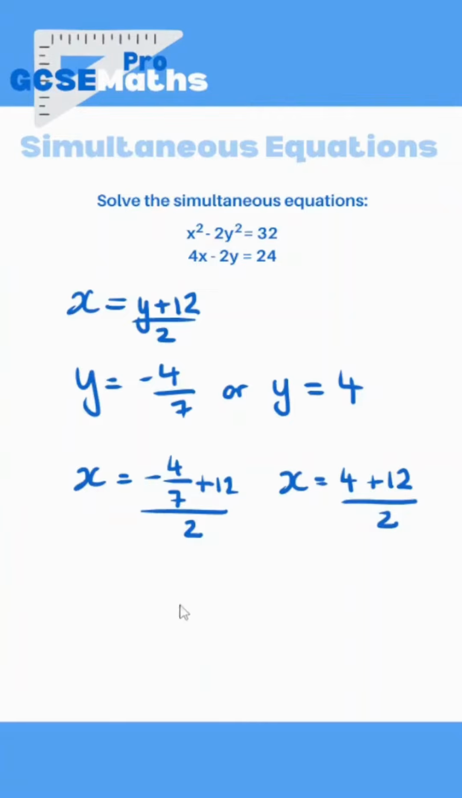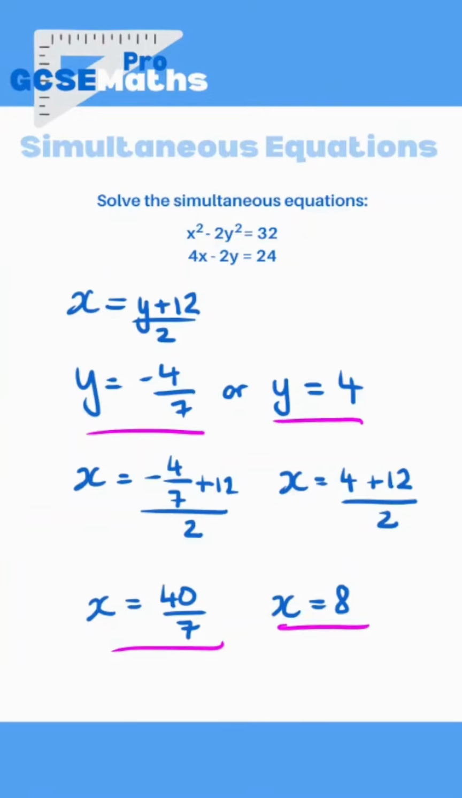So my solutions will be x is 40 over 7 and x is 8. So there are our solutions to the simultaneous equations.